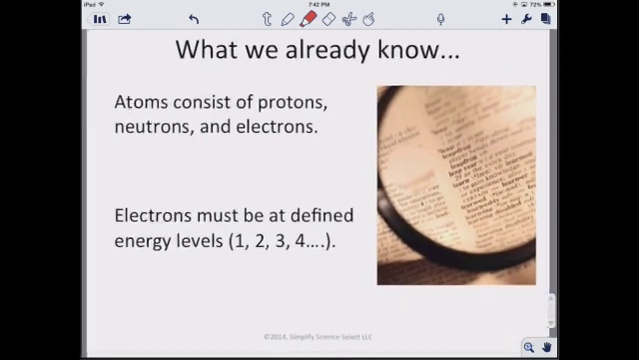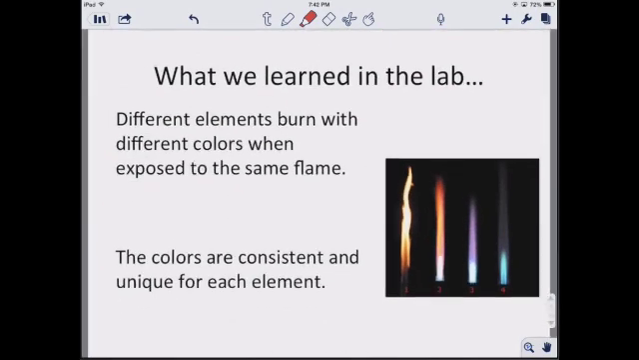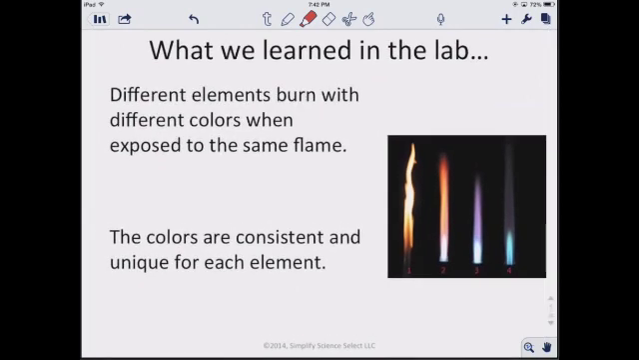So jumping into this, what we already know, or what we should already know. Atoms consist of protons, neutrons, and electrons. And electrons must be at a definite or defined energy level, and we call these 1, 2, 3, and 4. And this is what we learned in Unit 3 when we talked about the Bohr model of the atom. What we learned in the lab when we put the different colors of the different transition metals in the fire, we saw that we had different colors of light. So different elements burn with different colors when exposed to the same flame. And so we can see just a regular flame here, and then moving on we see different colors of light, and the colors are consistent with the uniqueness for each atom, and so each atom will have its own individual color, and that we're going to learn because of those energy levels.